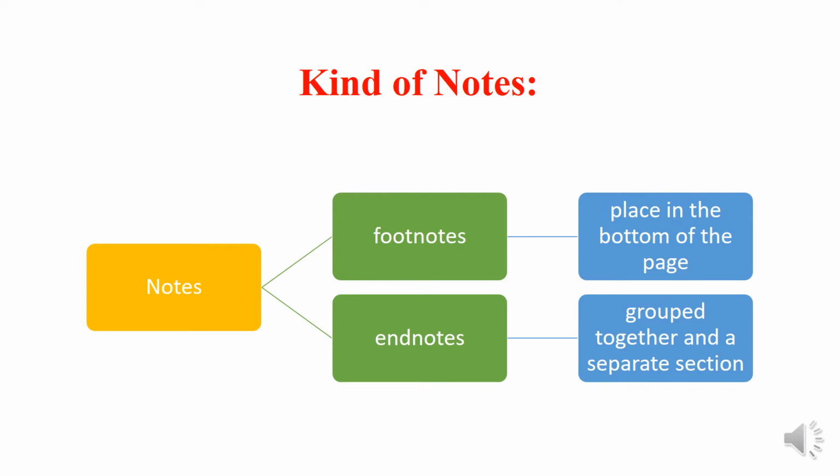So what are the kinds of footnotes? Notes may be in one of two forms, footnotes or endnotes. Footnotes are placed at the bottom of the page that contains the material they refer to, while endnotes are grouped together in a separate section at the end of the paper. Most printers prefer to have footnotes inserted in the main script immediately after the passage which they annotate.